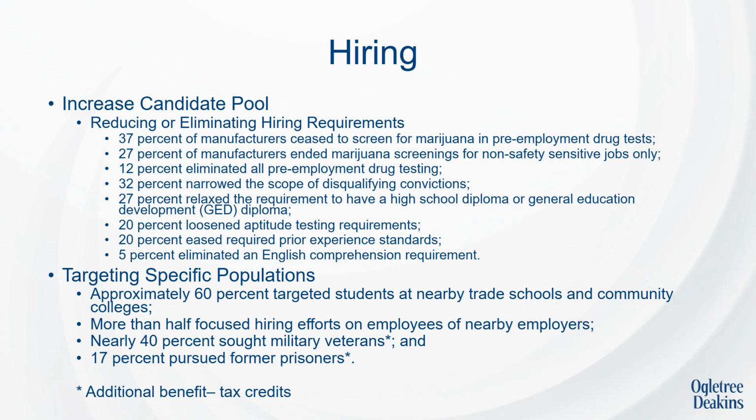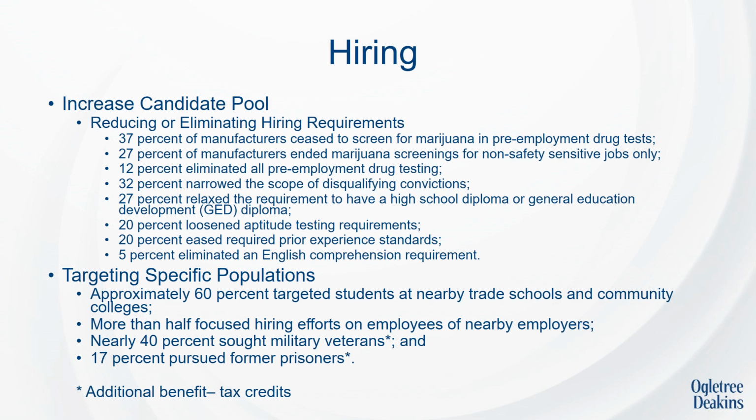And what we saw were some interesting key things that folks are doing to try and hire new employees. One of the biggest ones is reducing or eliminating hiring requirements. This includes things like no longer screening for marijuana in pre-employment, or no longer screening for marijuana in non-safety sensitive jobs. Some employers are eliminating all drug screening in pre-employment. They are also narrowing disqualifying conditions. That means things like you have to have a high school diploma. Well, now they're allowing a GED, or even removing those requirements. They're loosening aptitude tests. They're easing prior experience standards. Again, the goal is to have a larger applicant pool for their hiring.